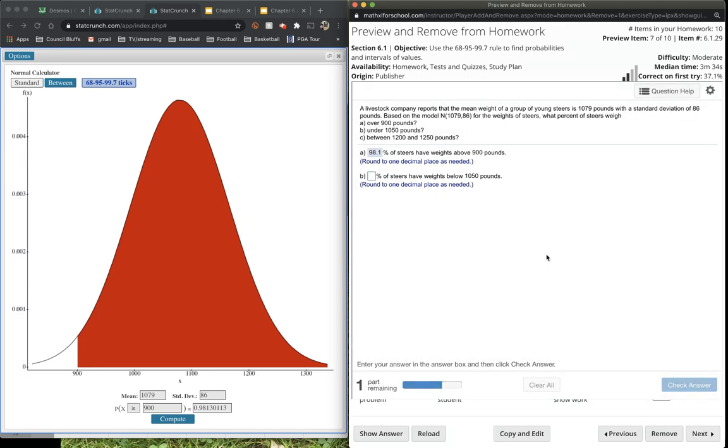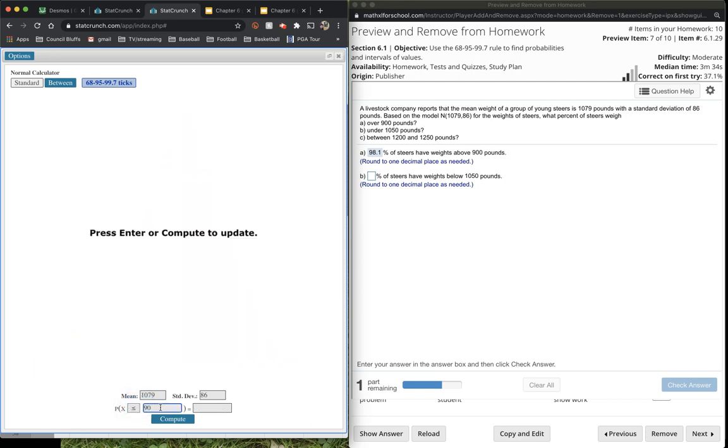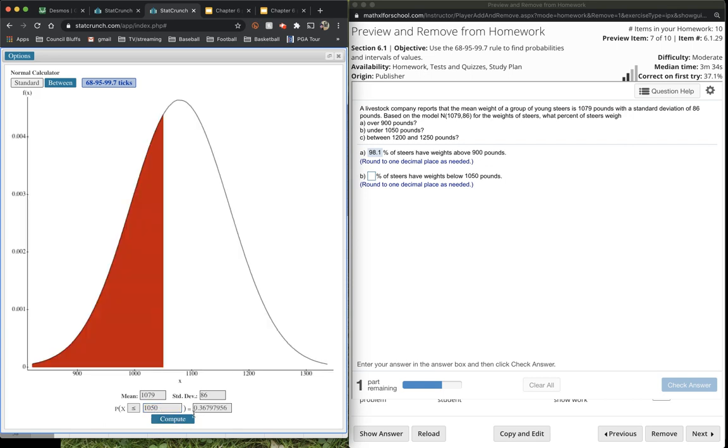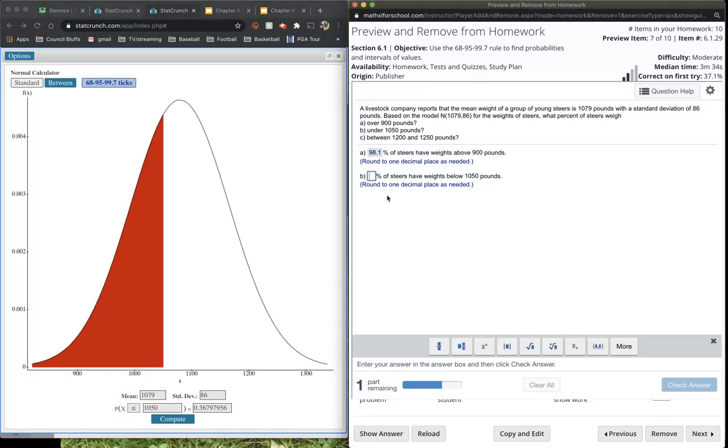Okay, now we want what percent of steers weigh below 1,050 pounds. So same mean, same standard deviation, but we're going to change this to less than, and we're going to change that to 1,050. And we're going to compute, and we get this answer here. So if we convert that to a percent and round it to 1 decimal place, that's going to be 36.79, so that'll be 36.8%.